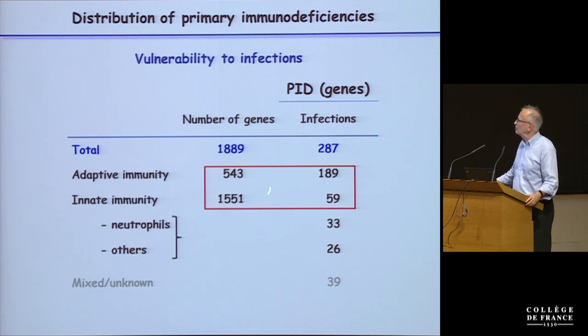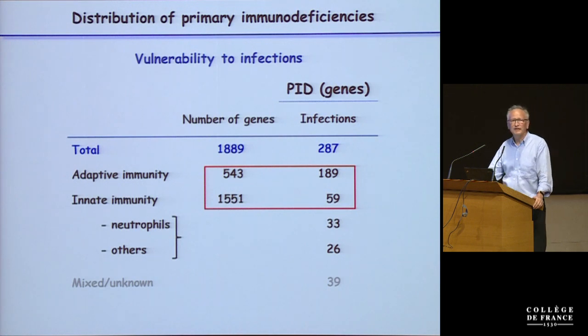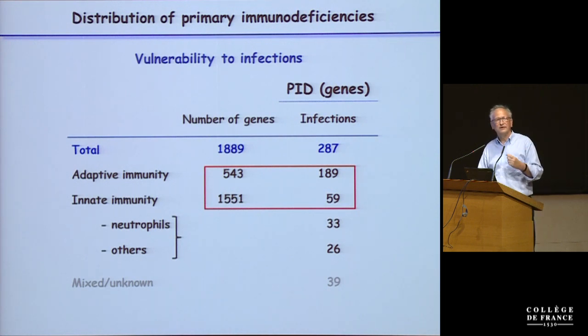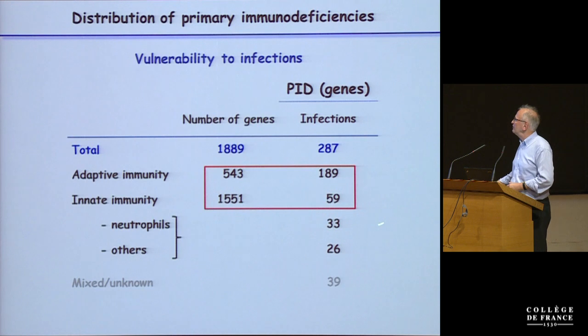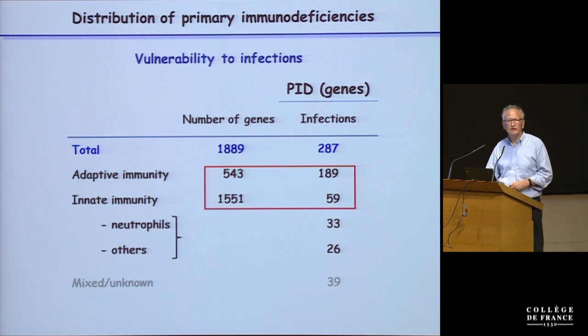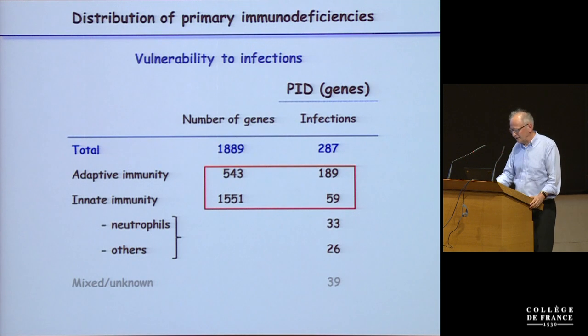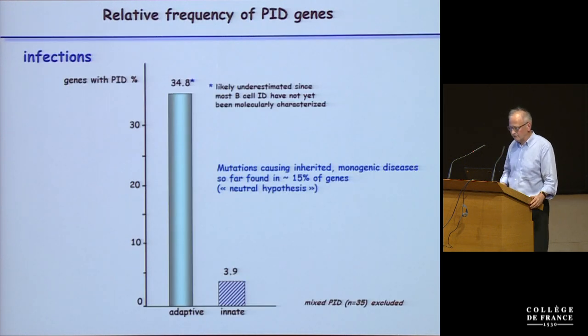In contrast, among the 1,551 genes, the functions of which are associated with innate immunity, only 59 have been found mutated so far. Of course, the study is by far not ended. There will be more gene mutations found in the future, but this is interesting. I will come back to the distinction between immunity related to neutrophils and everything else in a second. I put them in columns just to make it more impressive.